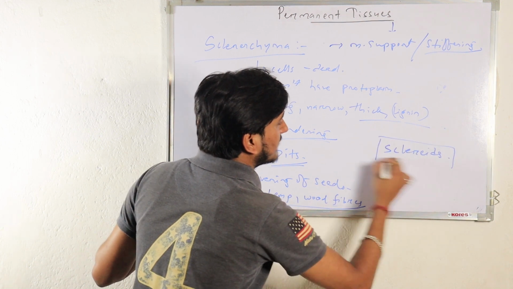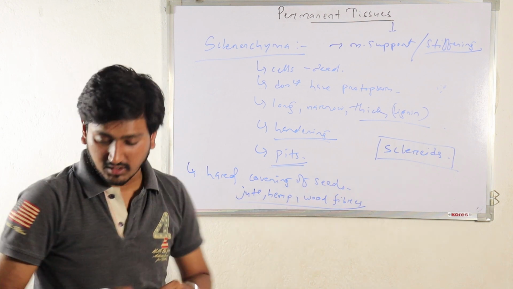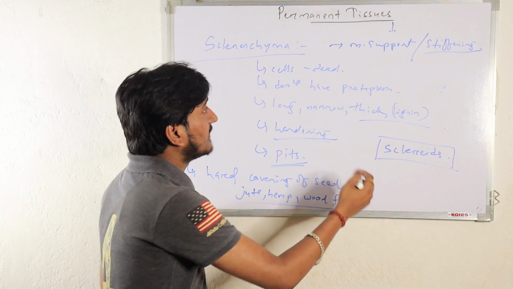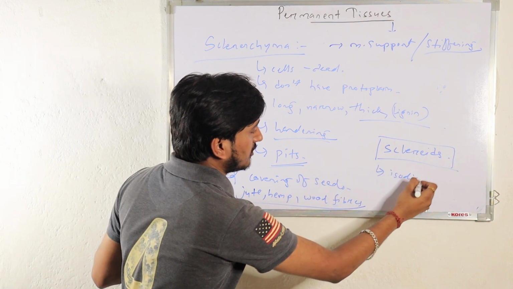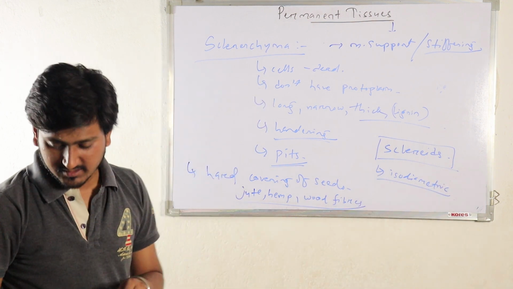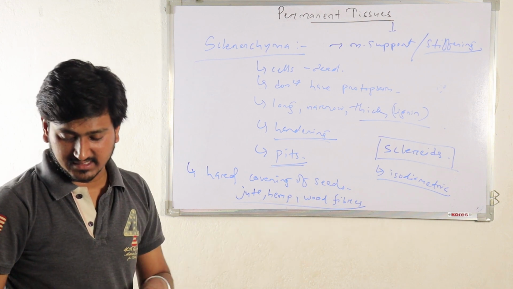Sclereids are a special type of sclerenchyma tissue. How are they specialized? Because these cells are very short and isodiametric. Unlike the parenchyma, they are also isodiametric, which means they will all be of the same size and structure. The cells will be developed in hard seeds, as I said.